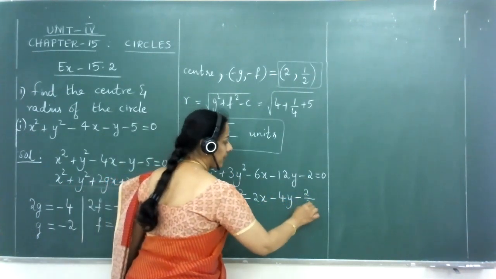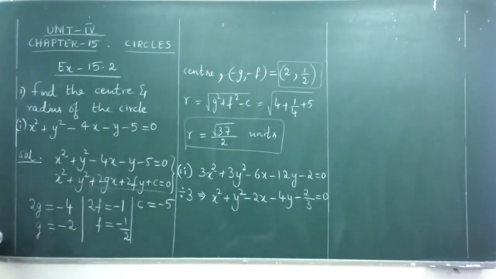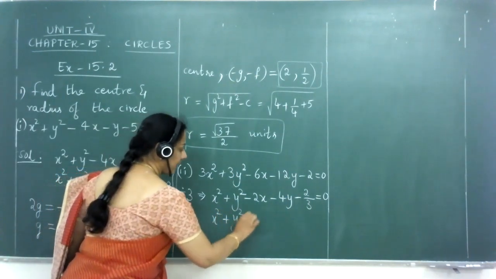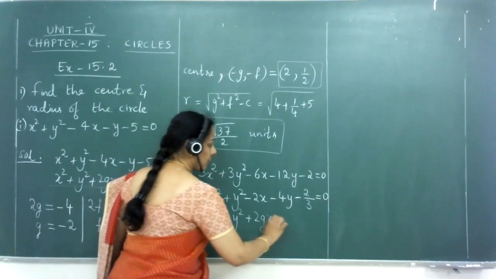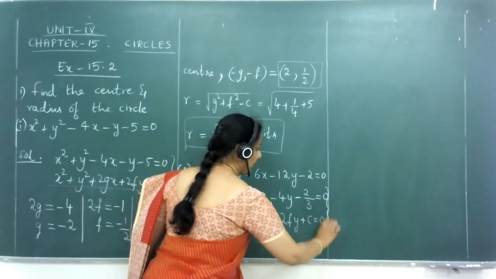Minus 2 by 3. I prefer it as it is. I do not want to convert it into decimals, so retain that value as it is. Now compare this with the general equation of the circle: x squared plus y squared plus 2gx plus 2fy plus c is equal to 0.